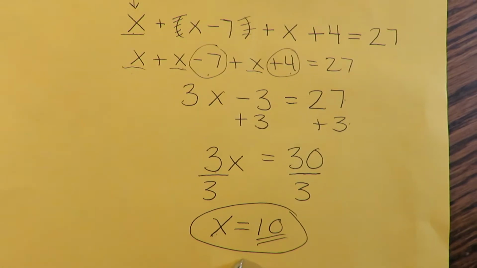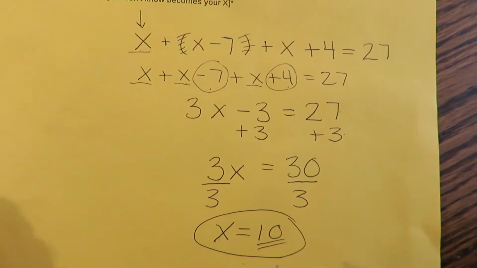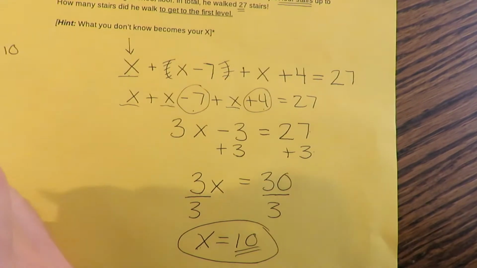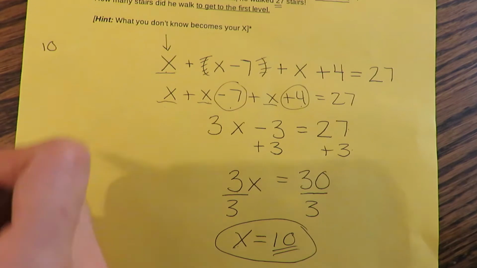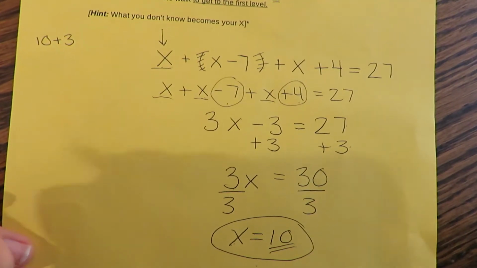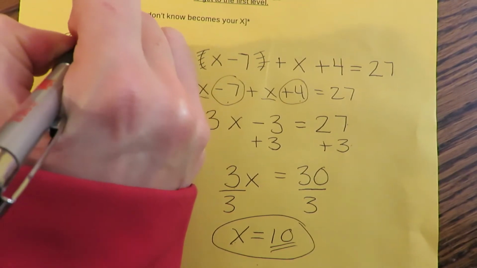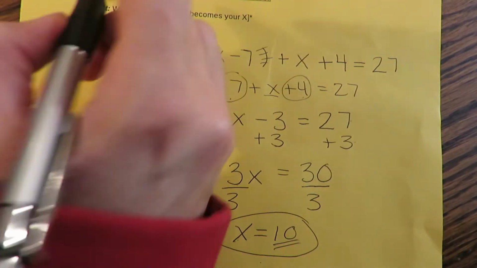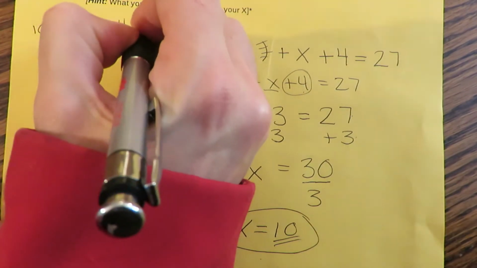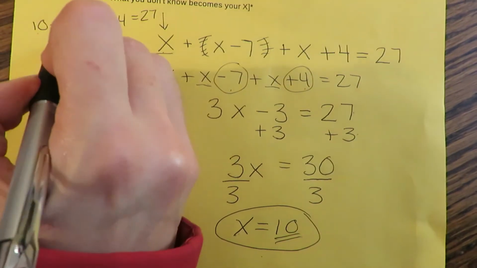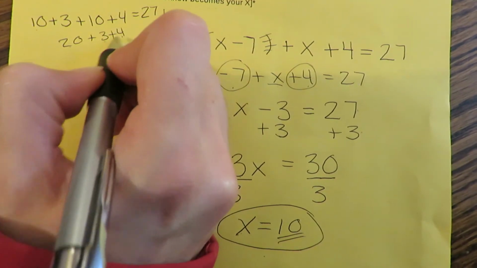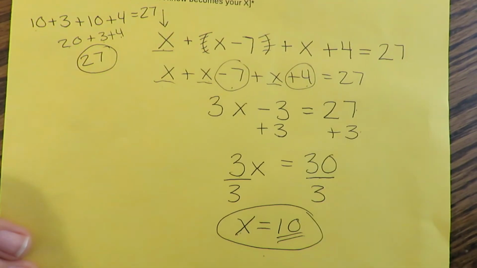And we can always check and see if that makes sense. If we look back to our question, he first walked 10, and then the next time he walked 7 less than 10, so he walked just 3. Then the next time he walked the same amount as he did the first time, which would be another 10. And then the last time he walked just 4. So is it true that this total is going to equal 27 stairs? Well, 10 plus 10 is 20, plus 3 plus 4 is 27. So that makes sense.